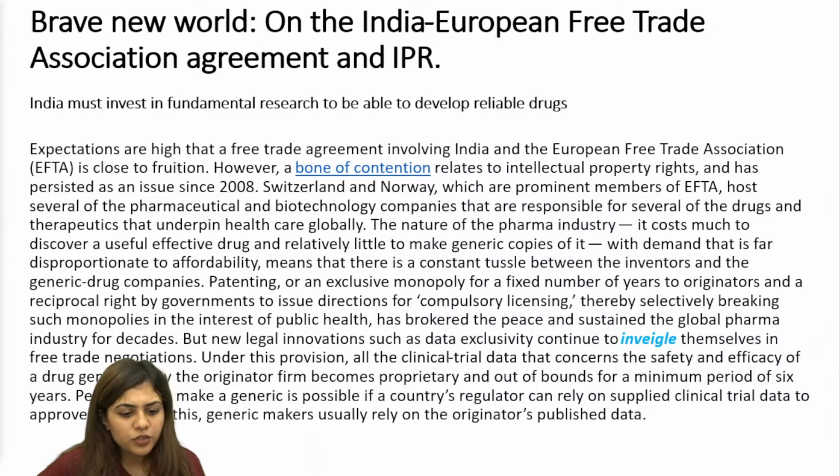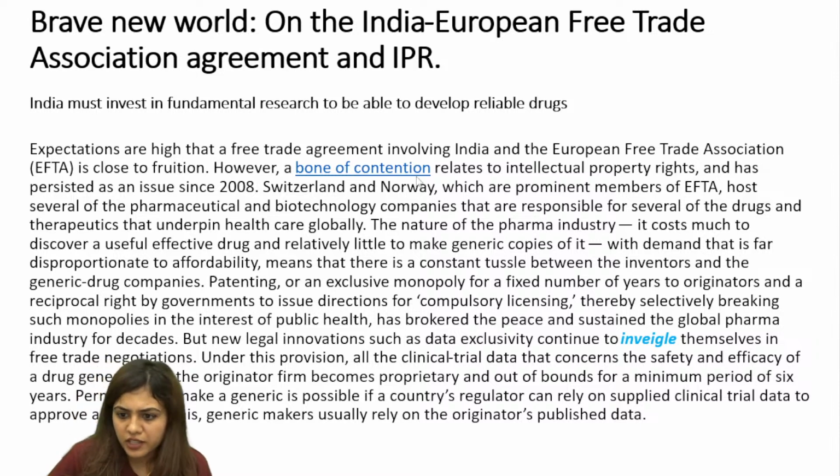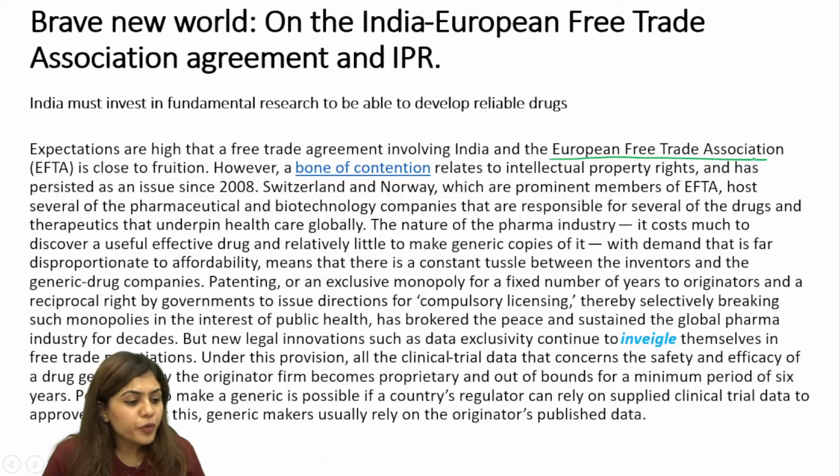Okay, so let's try to understand what's going on in this passage. Let's imagine that India and a group known as EFTA. EFTA stands for European Free Trade Association. I think you can see it here. Is close to fruition का मतलब है कि जो भी expectations है when it comes to free trade agreement, ये finally successful होने वाला है इंडिया और यूरोपियन फ्री ट्रेड एसोसिएशन के बीच में.